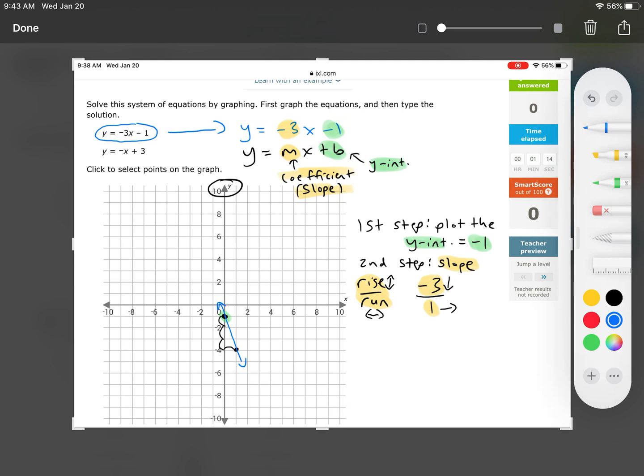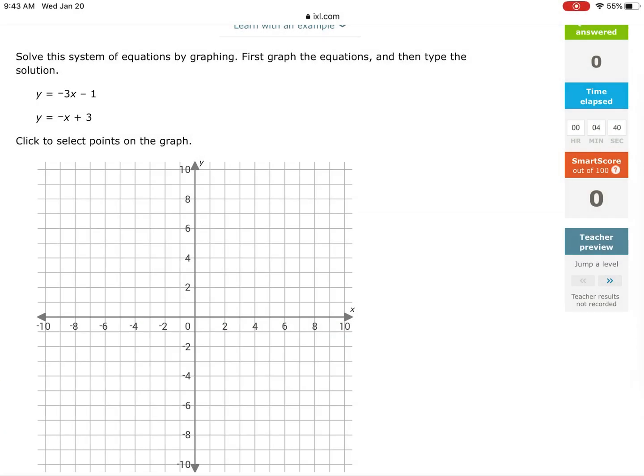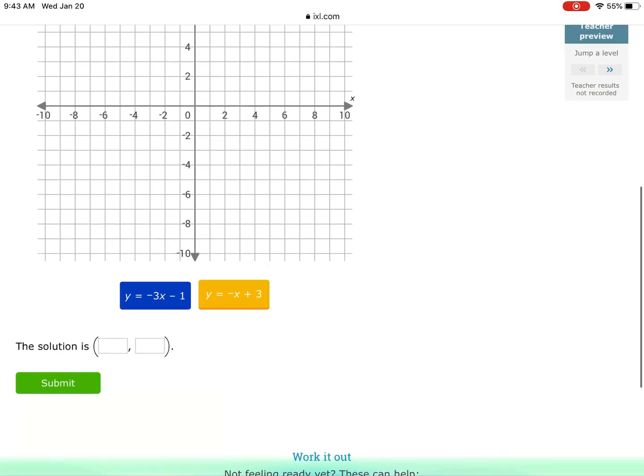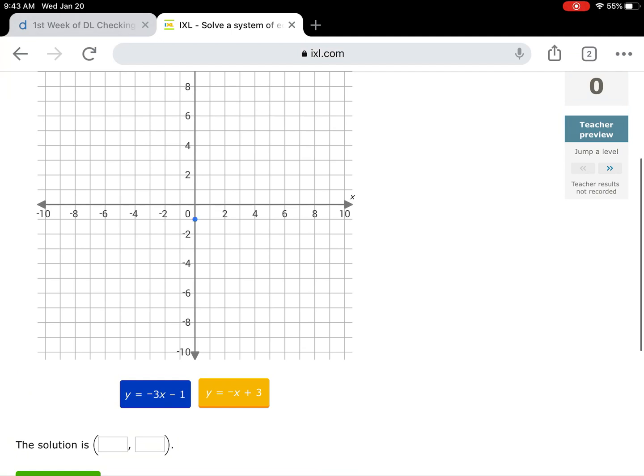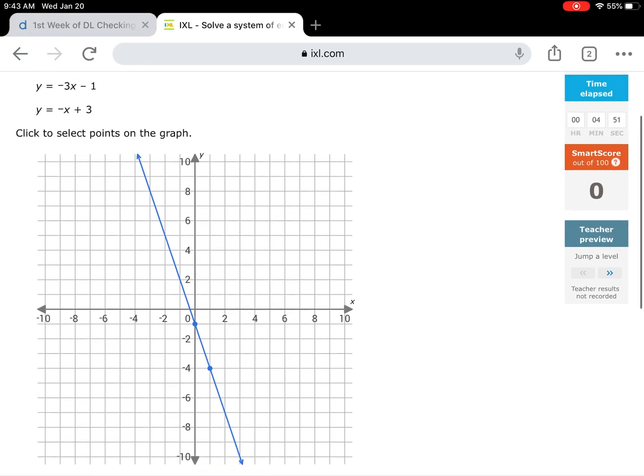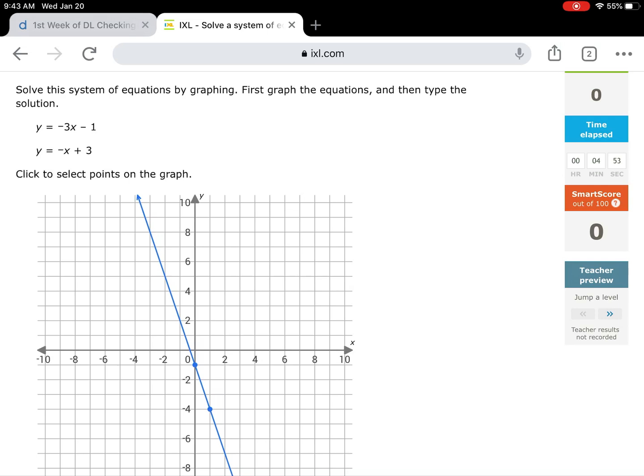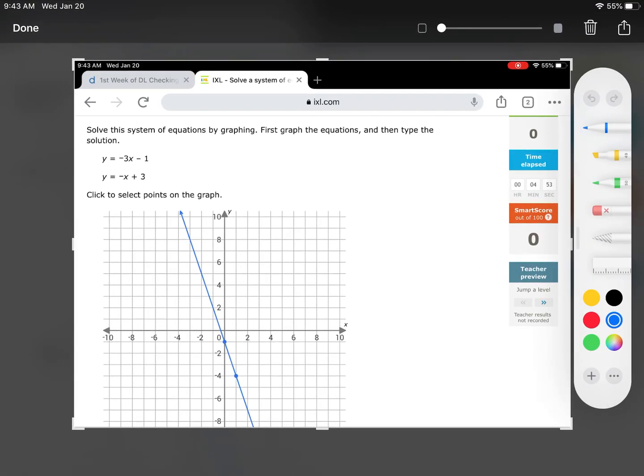So the first point is -1, and then down 3, right 1. That's the first point, the y-intercept, and then down 3 and right 1 would go there. Notice it gives you the line already. Now for the second line, we're going to do the same thing. I'm going to recopy this over here, and I would recommend you do the same.